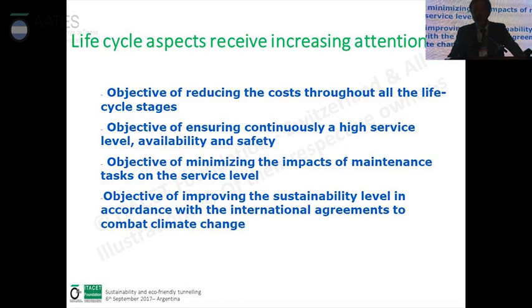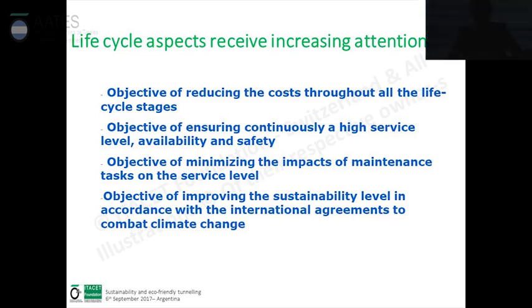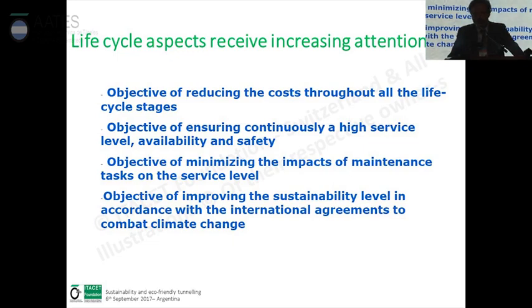This aspect, life cycle cost, receives increasing attention. And if you go through the literature, if you go to the research work worldwide, you will find a lot of papers about the life cycle approach, life cycle design. There is also a working group in the ITA, which has been created, dedicated to this aspect.